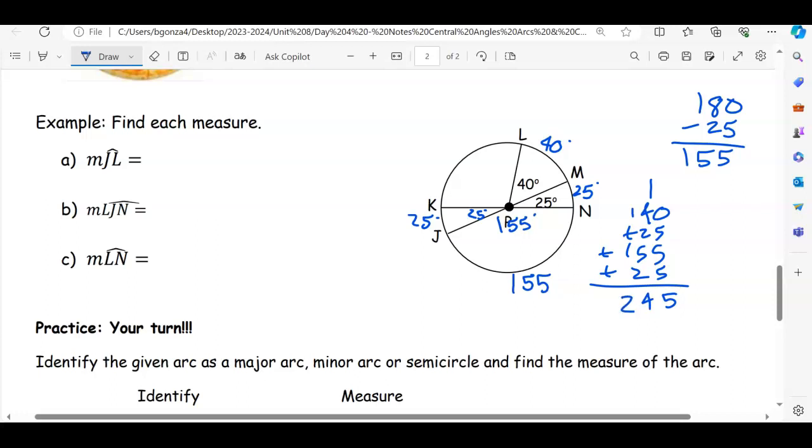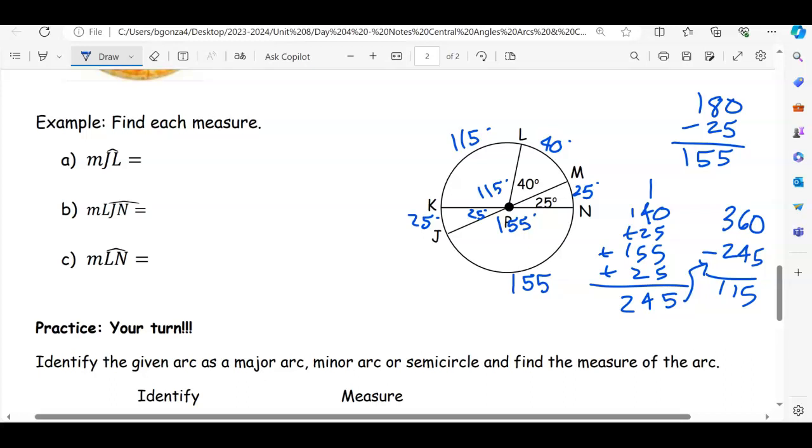So those 4 angles I know are 245. I take that away from 360, and I get 115. And like we just talked about, 115 in the middle is going to be 115 on the edge, right? Okay. Hopefully that wasn't too hard. You're going to have to be able to do that for sure.